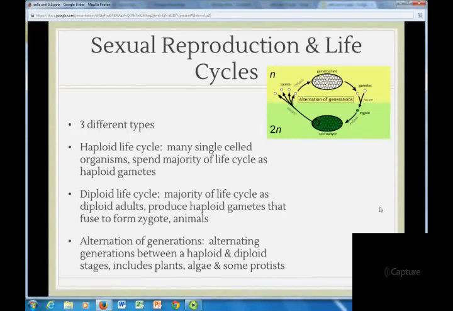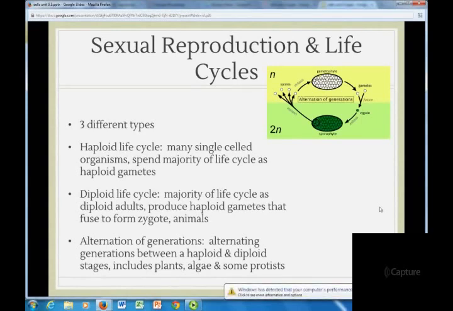There are a variety of sexual reproduction lifestyles. They fall into three main categories. The haploid life cycle is going to be seen in many single-celled organisms. These organisms spend the majority of their life as haploid gametes. So that would be like saying you spent the majority of your life being only the egg or only the sperm. With the diploid life cycle, the majority of the organism's life cycle is the diploid adult stage.